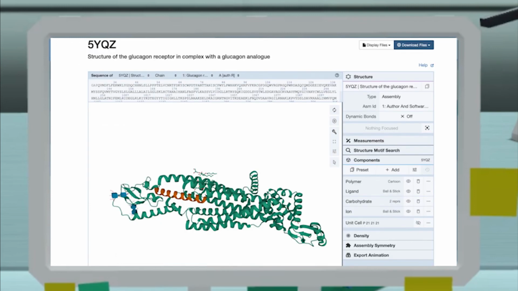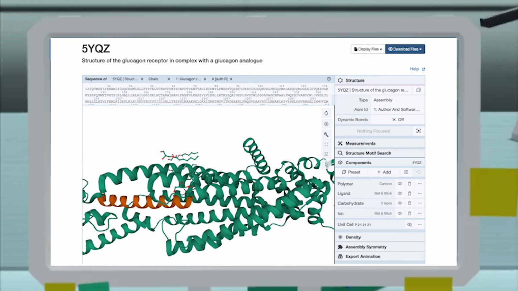Let us explore the structure of the glucagon receptor in a complex with a glucagon analog with a PDB ID of 5YQZ. The image on the screen shows the cartoon model of the glucagon receptor and its analog. The green structures represent the receptor, while the orange structure represents the hormone glucagon.